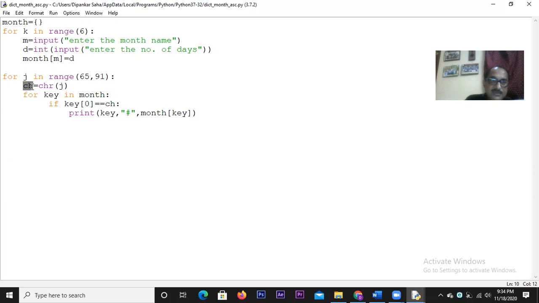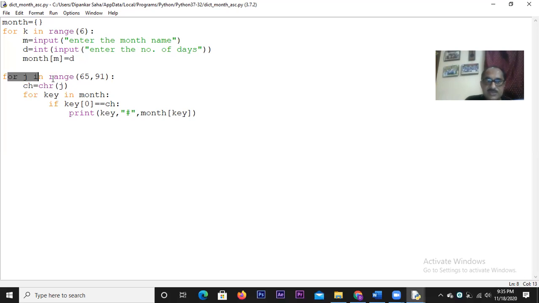And then when the value is A, I'm trying to access all the keys basically. So keys are the month names. And if the first letter, look at the 0th character of the key, here key is a string. So 0th character of the string means the first character basically, if it is matching with CH. That means if any month starting with capital A, that is to be printed first, because 65, that is capital A, will be the first value of CH. So next value of CH will be capital B, next will be capital C.